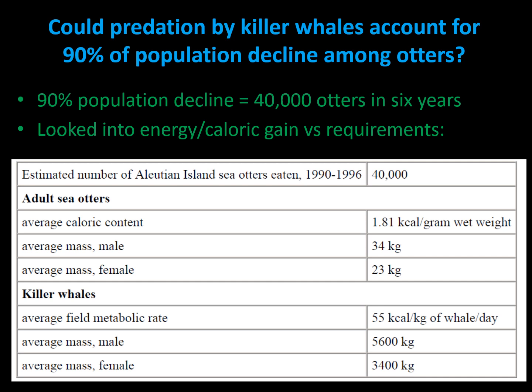And if the killer whale was eating female otters, it requires at least 7 female otters per day.